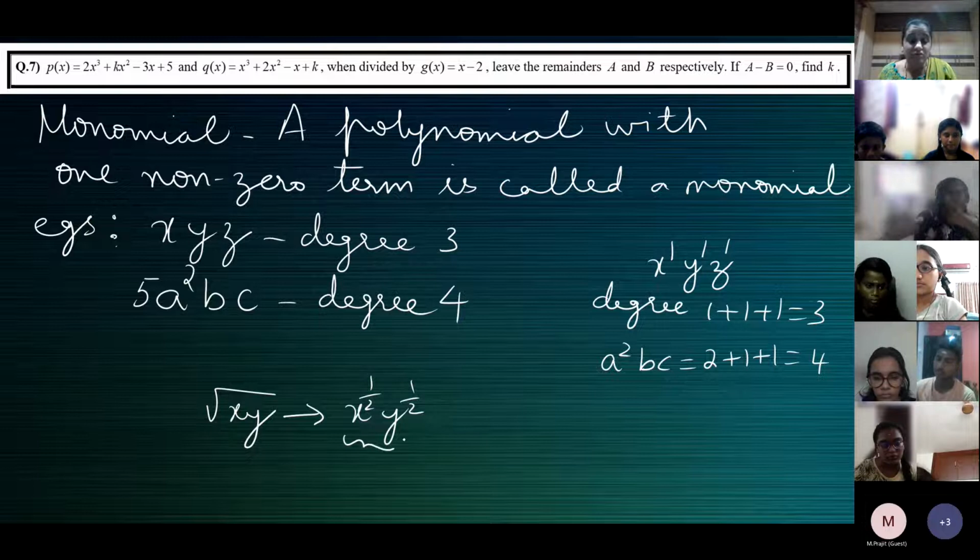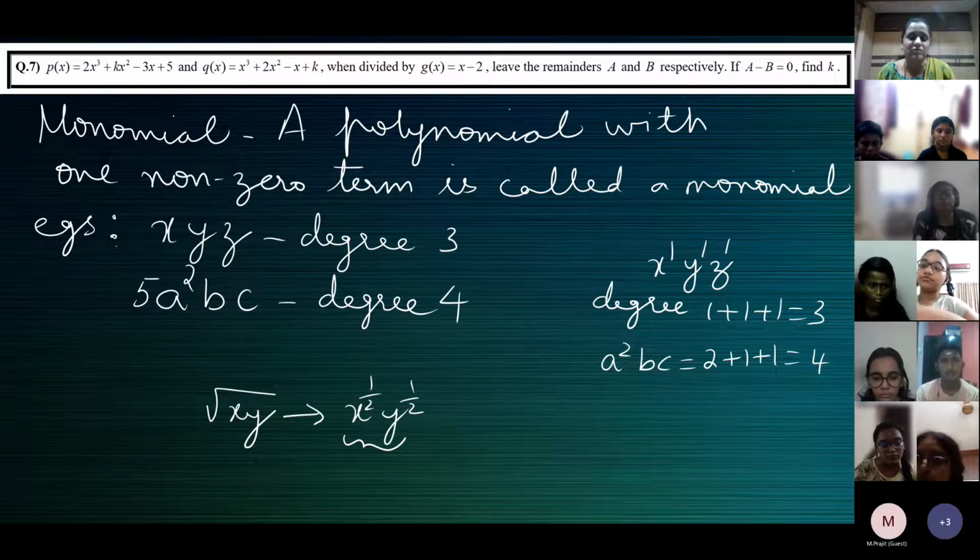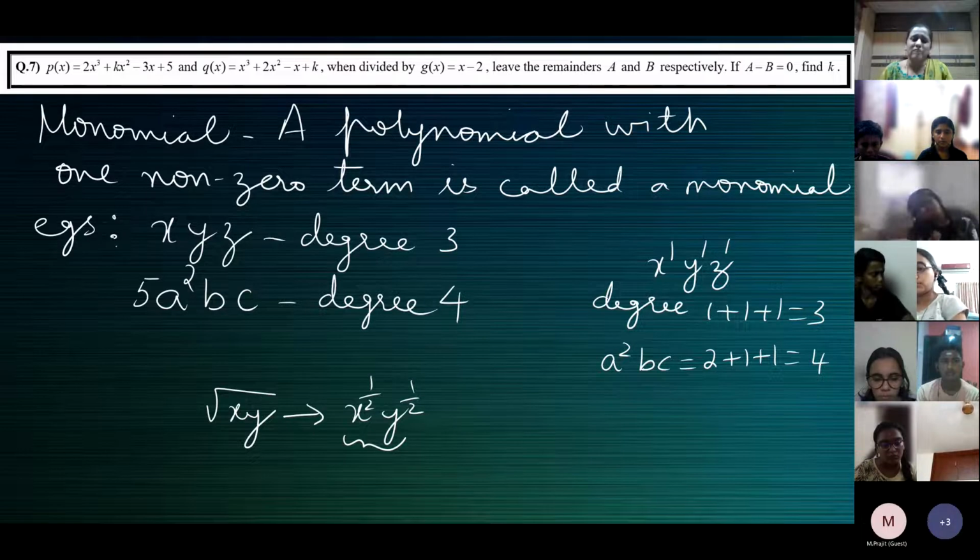It looks like there's only one term, so it's a monomial. No, a monomial must be a polynomial. See the definition: a polynomial with one non-zero term. It should be a polynomial. So is root xy a polynomial? Let's understand. Root of xy is nothing but x to the power half, y to the power half. Look at the powers. Half. Is half a whole number? No. Half is not a whole number, and hence root of xy is not a polynomial.